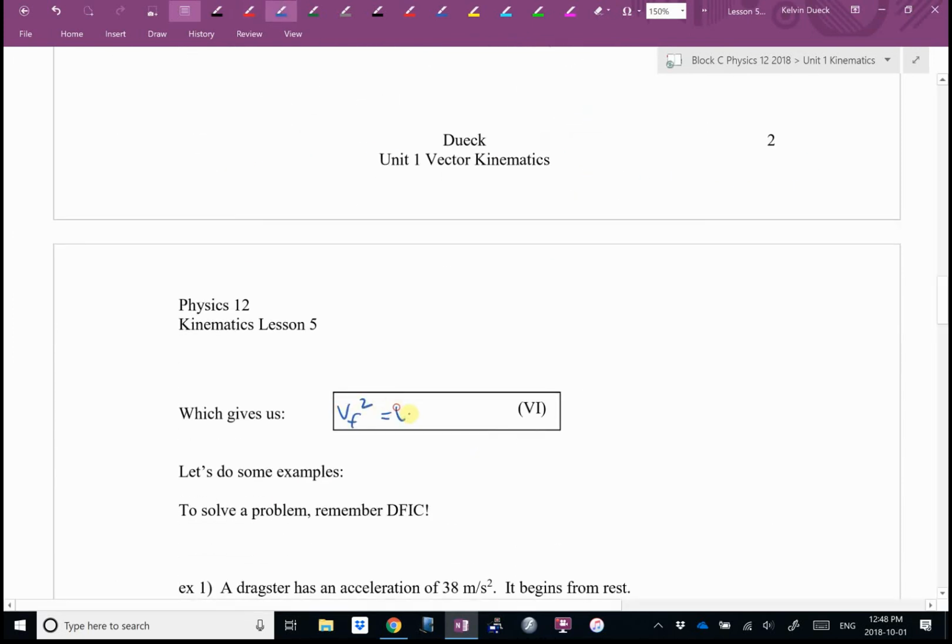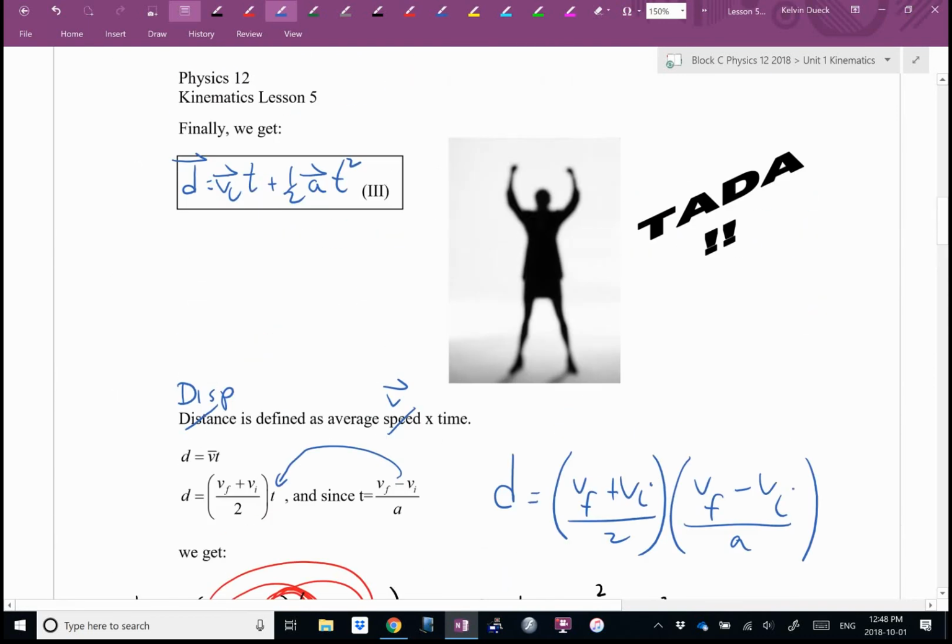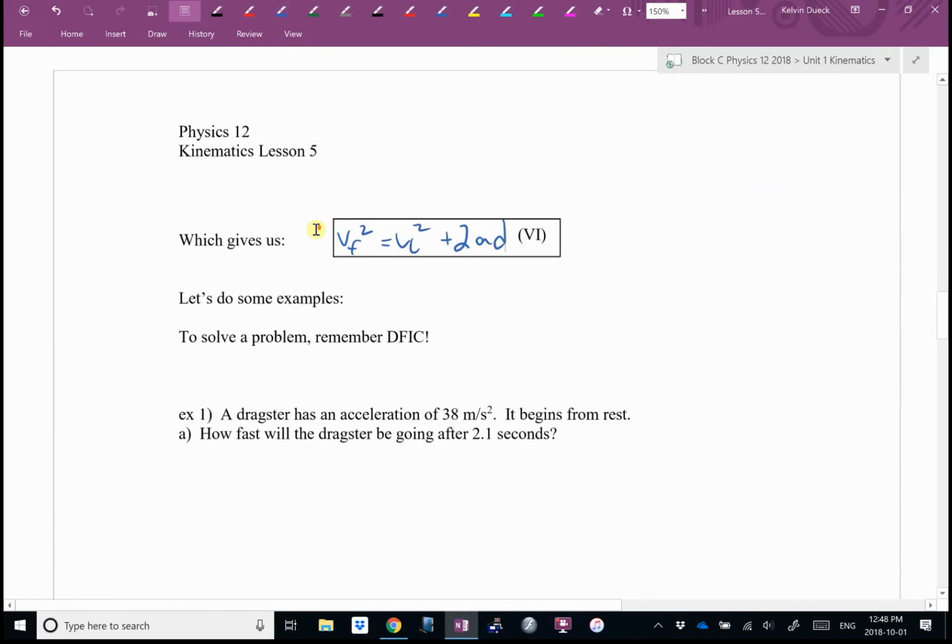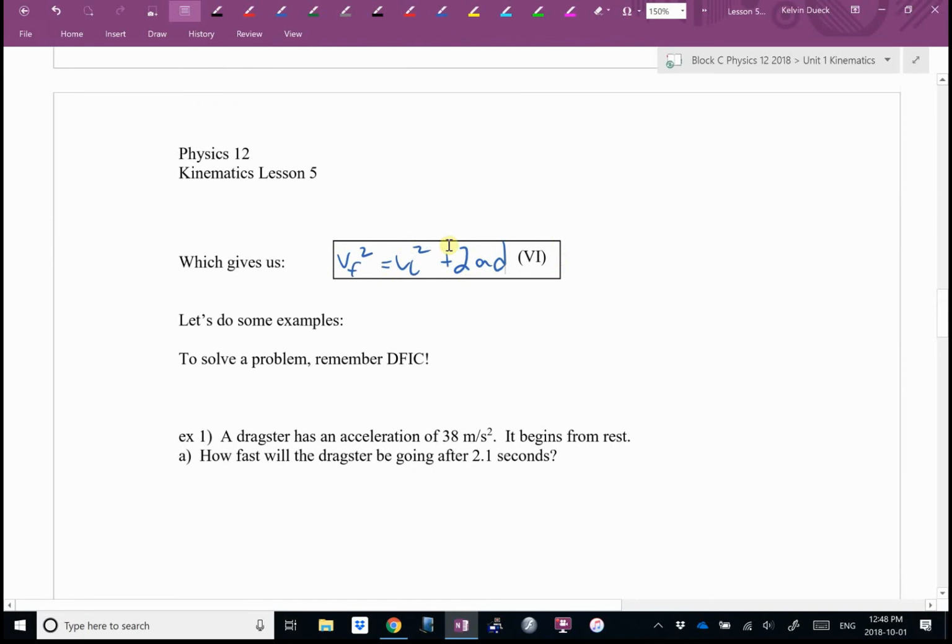VF squared equals VI squared plus 2AD. I was careful to add vector notation to this equation. This one here is a bit of a tricky equation, because you're squaring, you often get a scalar answer and have to add the vector after the fact, and we're going to run into that a little bit.